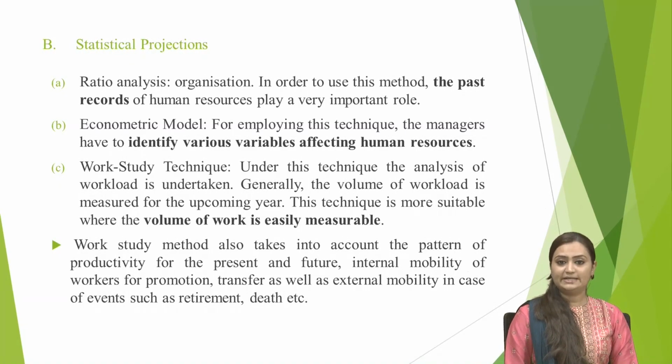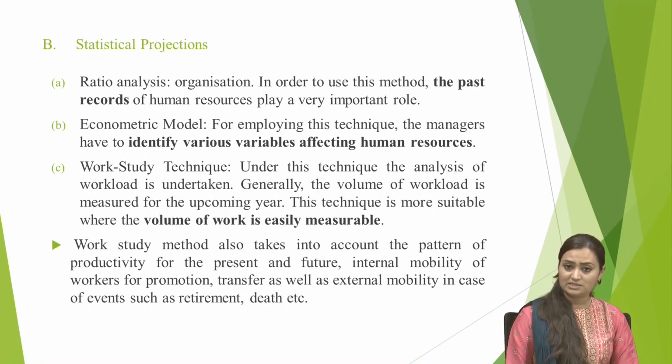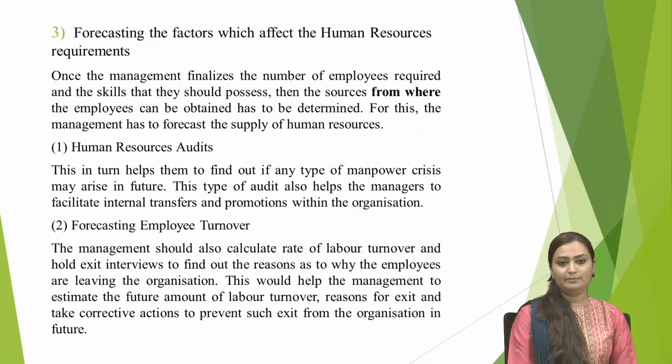Next is related to statistical projection. Here, in the statistical projection kind of technique, the manager will have to thoroughly study the past records, they'll have to do a ratio analysis, they'll have to identify the kind of variables that could affect the human resource in the company. They will have to do a proper study about the past requirements of the company, about the past techniques that were used for the fulfillment of requirements of the company, and then they'll have to effectively implement the process in the company.